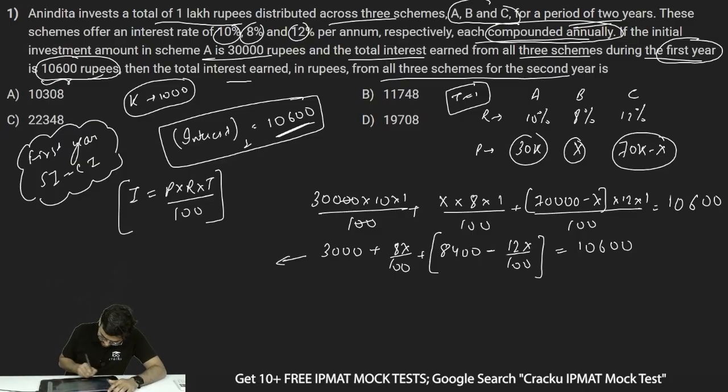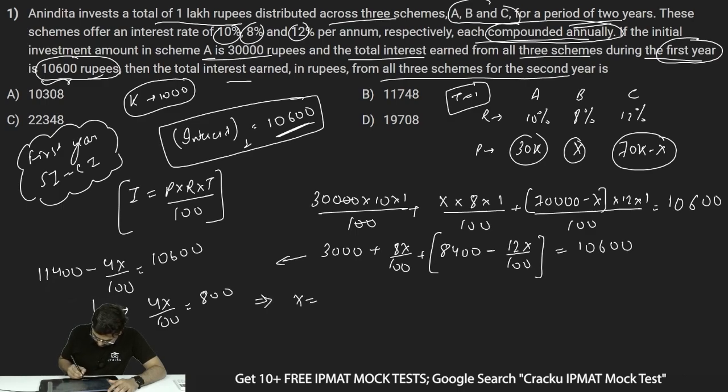Now if I further simplify this, it can be written as 11,400 minus 4x by 100 is equal to 10,600. So I can further write this as 4x by 100 is equal to 800, or x is equal to 800 divided by 4 is 200, and 200 into 100 will be 20,000. So x is equal to 20,000.